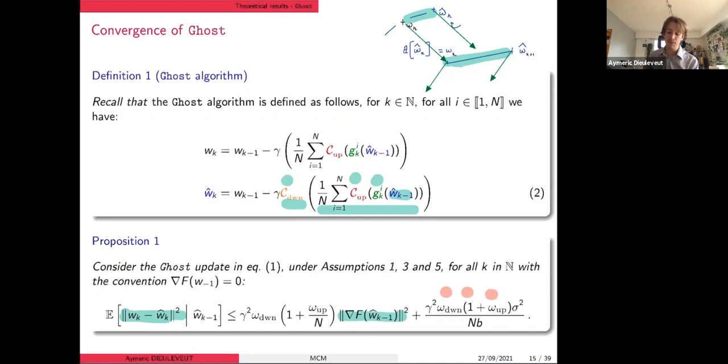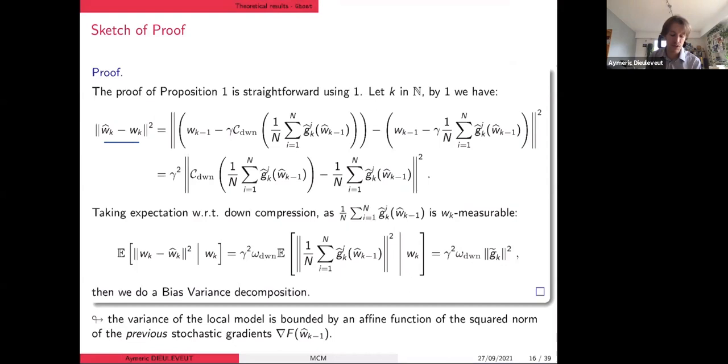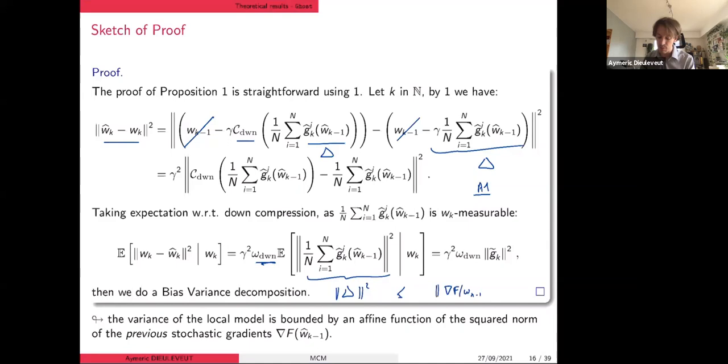We can write it down. Let's write exactly what the variance is, the distance between the perturbed heat rates w hat k and the true heat rates wk. Then obviously wk minus one cancels out, and I recover the compression of a vector delta minus the same delta. And by my assumption A1 on my compression operator, this is upper bounded by omega down times the squared norm of this delta vector. Afterwards, on this vector, I'm going to apply some kind of bias-variance decomposition in order to control it with respect to the gradient of f at w hat k minus one, plus some noise. Okay, so this is exactly what this result gives us.